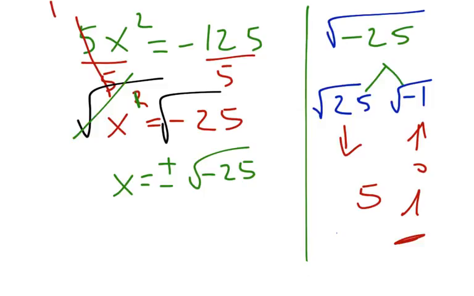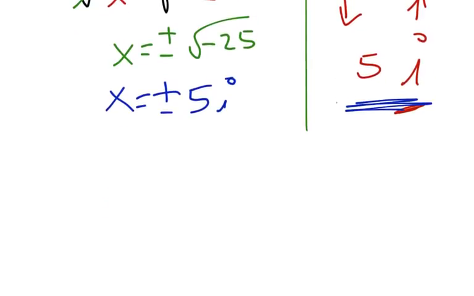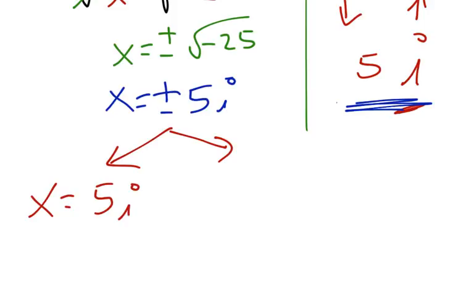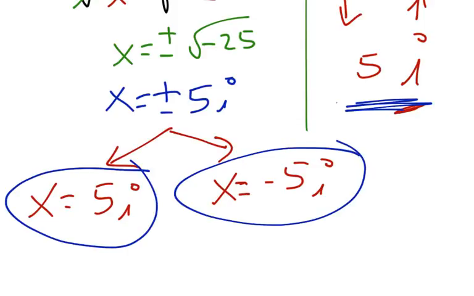From the right, I have that x is equal to plus or minus the square root of negative 25, which is 5i. Remember to break that into two answers always. My first answer is using the positive, so it's 5i, and the second answer is using the negative, which is negative 5i. And these are your two answers for the quadratic equation, positive 5i and negative 5i.